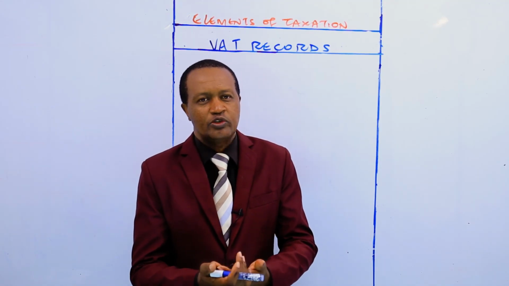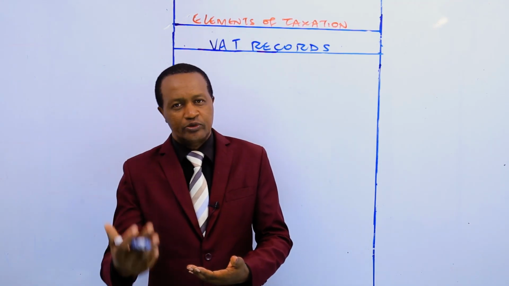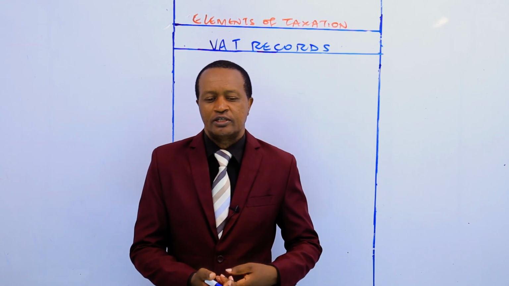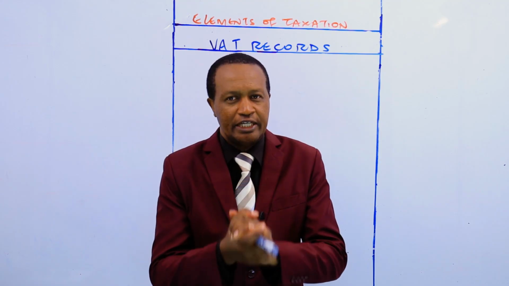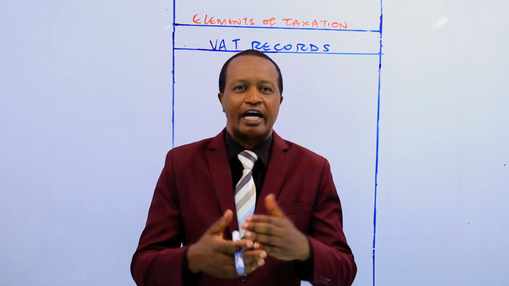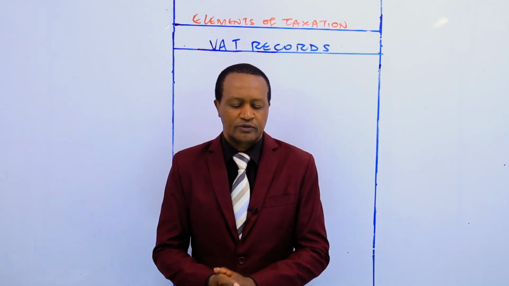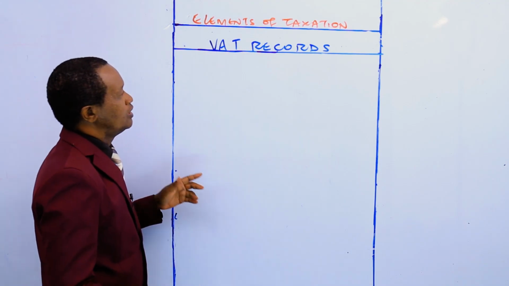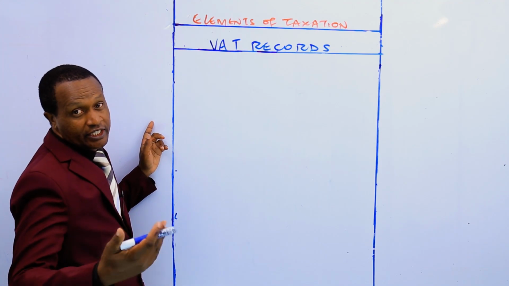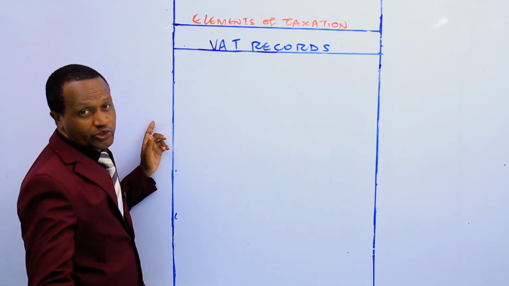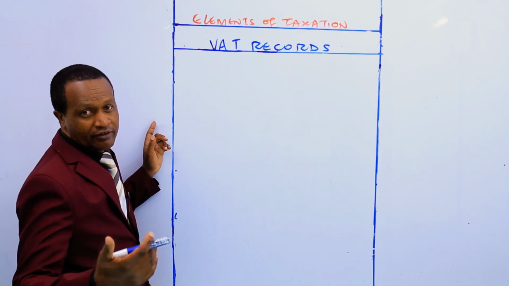VAT records, value-added tax records. Candidates, maintaining accurate and comprehensive VAT records is a statutory obligation for all VAT registered persons in Kenya. And these records are crucial for accuracy and for facilitating efficient business operations. And the legal basis for keeping of VAT records is the Tax Procedures Act and the VAT Act, along with their respective regulations. So what are these records? What are these VAT records?